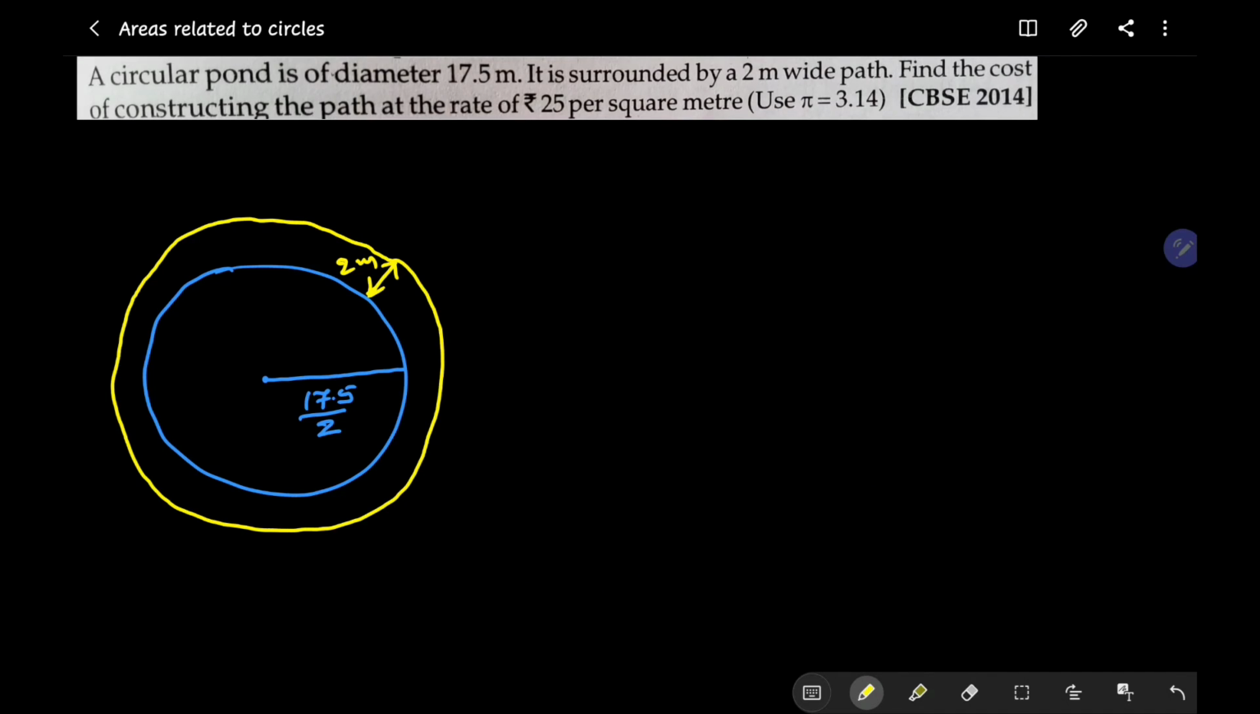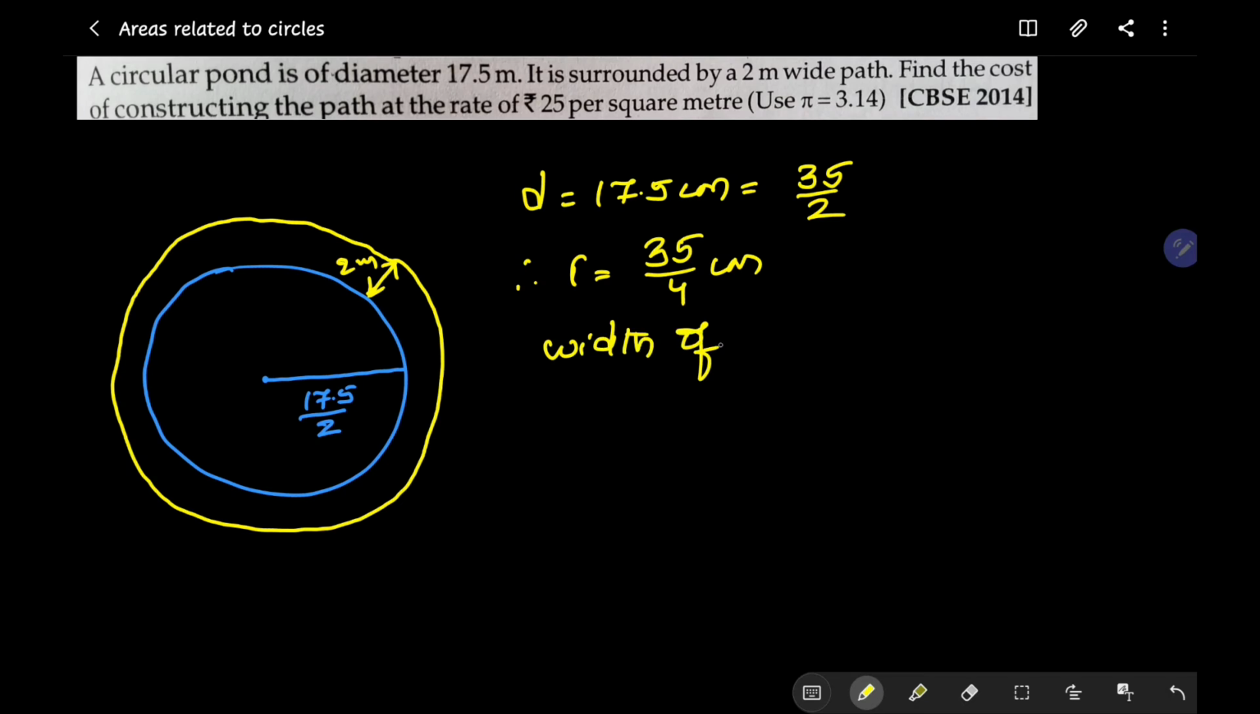And this is the fourth problem in this model. You can see a blue circle in the diagram, which is a circular pond, and the region between these two circles is the path surrounding the pond. The diameter of the pond is given as 17.5 meters, and hence the radius will be 35.4 meters. Width of the path is given as 2 meters.